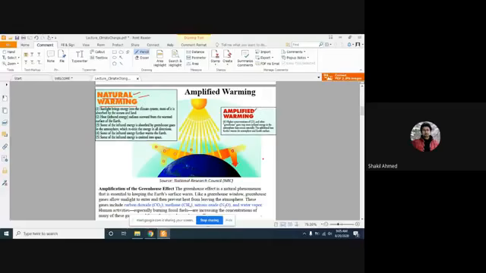Now, since we are using more and more fossil fuel and other activities which emit greenhouse gases, we are amplifying. Amplifying means that we are increasing, we are accelerating this warming process, which is dangerous. The amplified warming. One is natural warming, which is important, and one is amplified warming by human beings, which is dangerous. This is harmful.